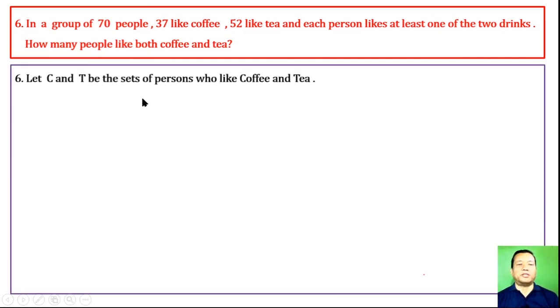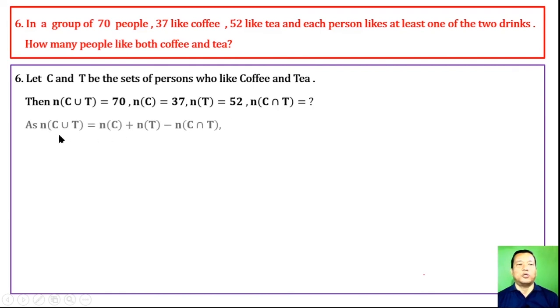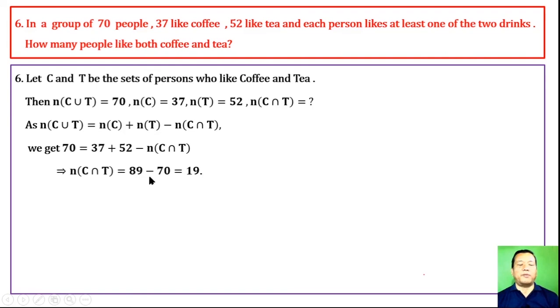Let C and T be the sets of persons who like coffee and tea. Then n(C ∪ T) is 70, n(C) is 37, n(T) is 52, n(C ∩ T) is what? As n(C ∪ T) = n(C) + n(T) − n(C ∩ T), we get 70 = 37 + 52 − n(C ∩ T). Solve this. We get 89 minus 70 is 19.